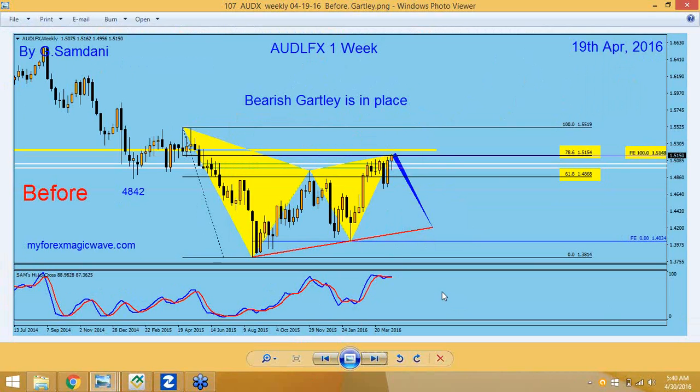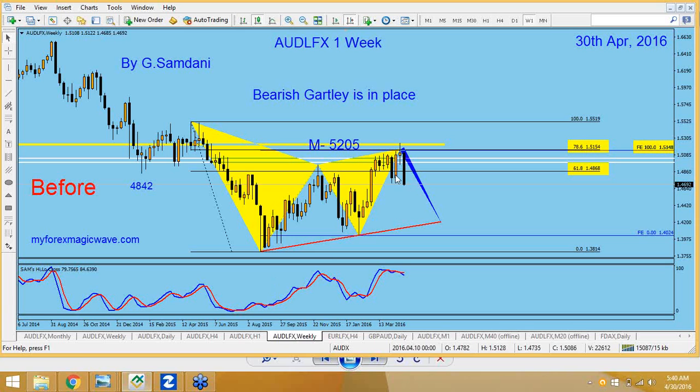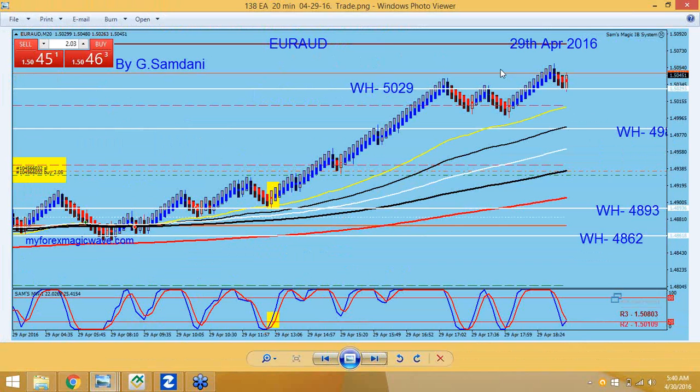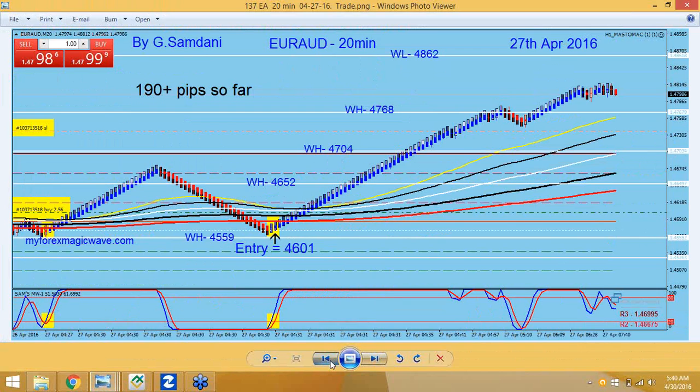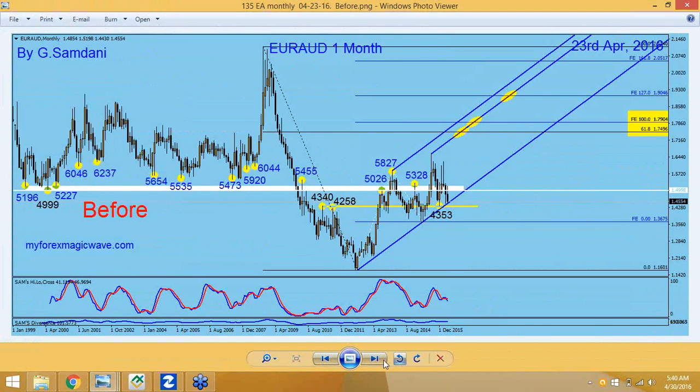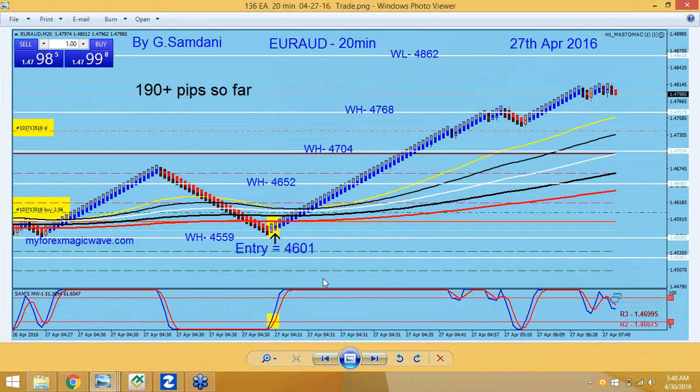I also had my regular 4 hour, weekly and monthly chart analysis, and this is what happened to it. So I was right that the Aussie dollar will get weaker, right? So what did I do with pairs all week long? For example, this one, Euro Aussie, on the 27th. I took the trade, and by the way, these horizontal levels are very key.